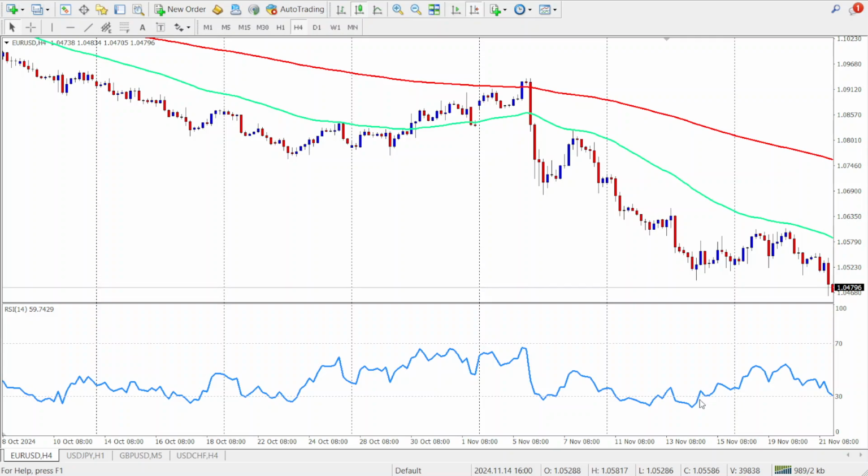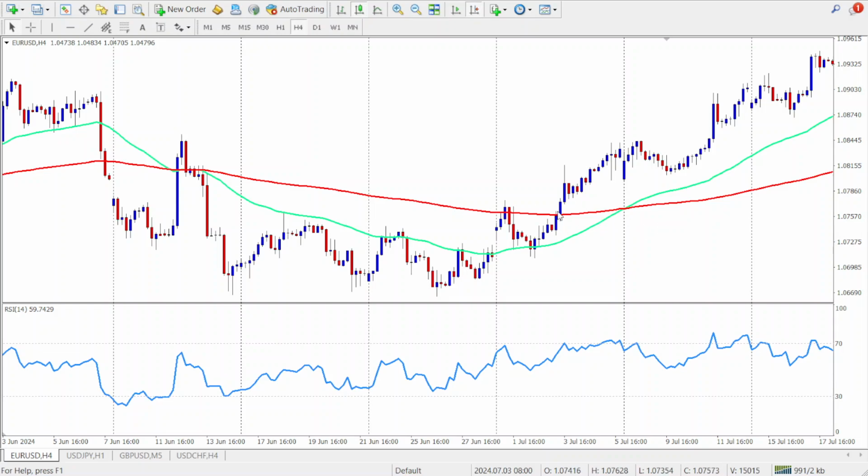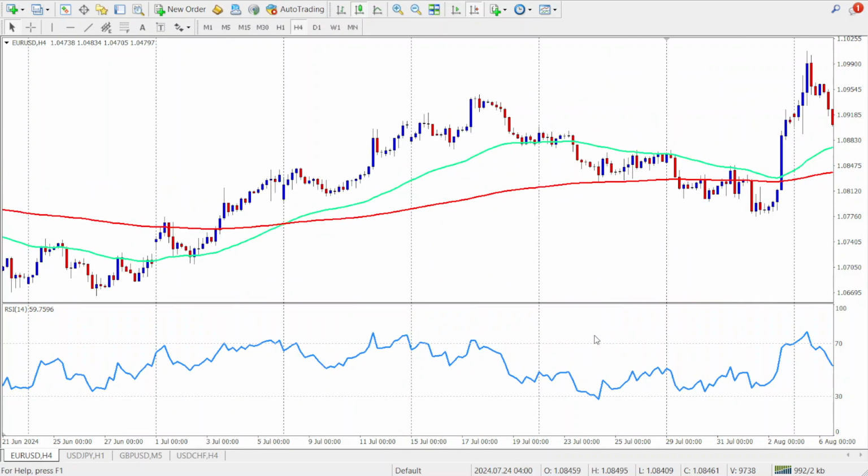What makes RSI such a great complement to the moving average crossover is that it helps filter out false signals. For example, if you see a bullish crossover, that is when the 50 MA crosses above the 200 MA, but the RSI is in the overbought zone above 70, the trend might be overstretched and a pullback or reversal is likely. And watch out what happened here.